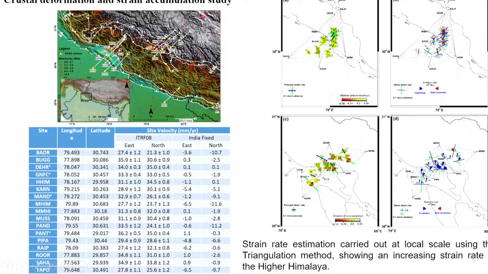And this dilatation, meaning volume change, is more in the Vakrata thrust and Munsiari thrust region than in the HFT or MBT region.